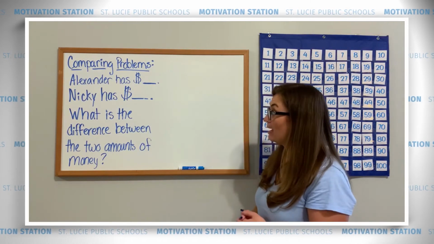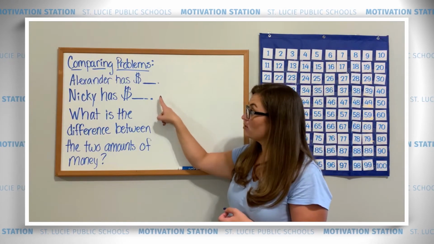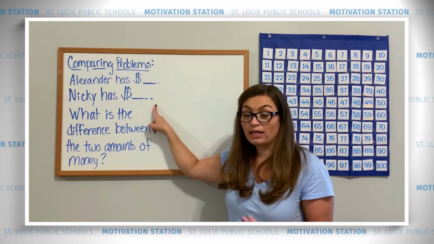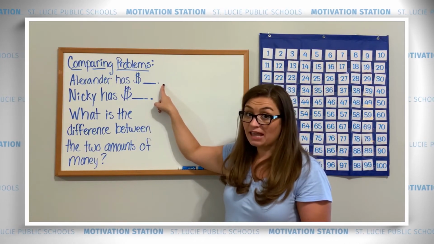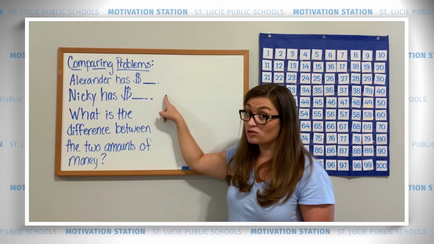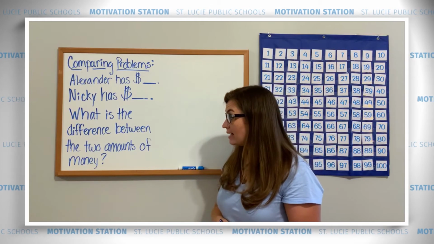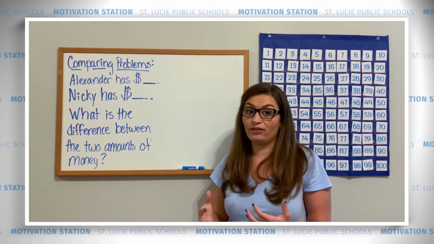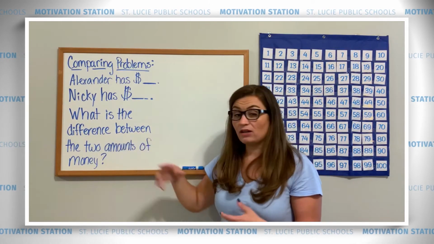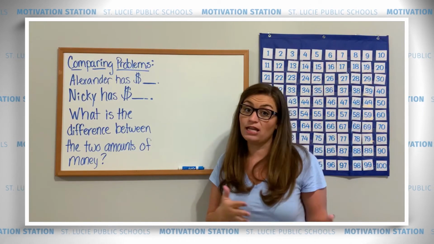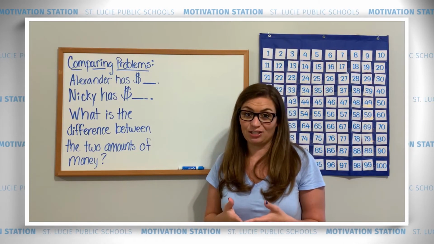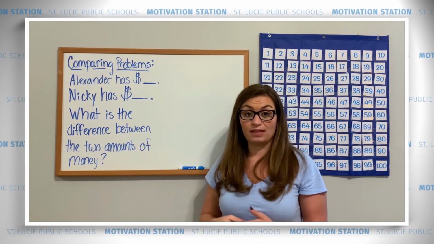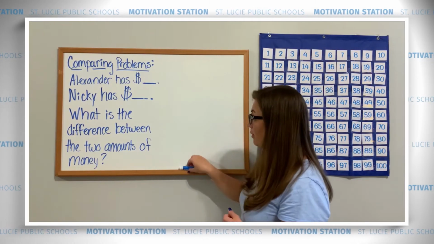Well, looking at this problem, I see that Alexander has an amount of money, and so does Nikki. But neither of their amounts of money is being changed. There's no change like in a takeaway problem. Alexander is going to have the same amount of money at the end of the problem as he does at the beginning, and so will Nikki. What we're being asked is to find the difference between the two amounts. We're being asked to compare the two amounts. That difference between are comparing words that tell us that we're not changing the numbers, we're just comparing them against each other. The answer is going to be the difference between, or the distance between them on an open number line.